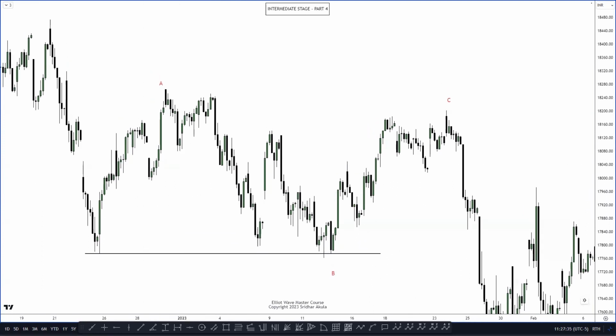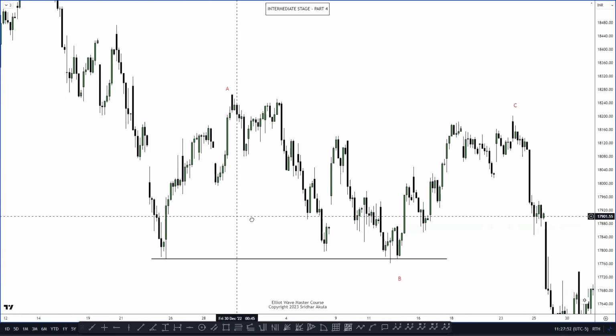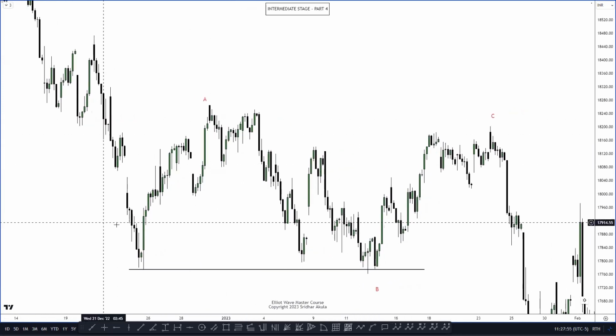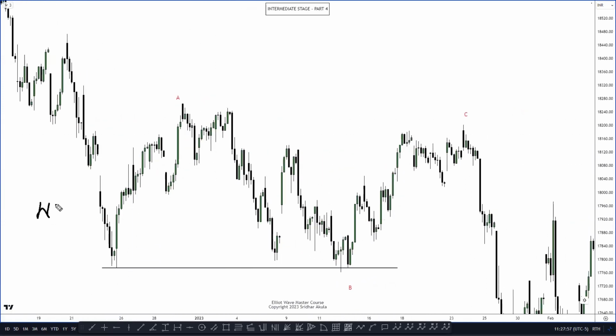But the problem here is your B wave in an irregular correction will be very, very confusing to people. It might even look like a fifth wave. This usually happens in wave 4 or wave B. Why? Because these are complex correction waves. Most likely this is formed in wave 4 or wave B.